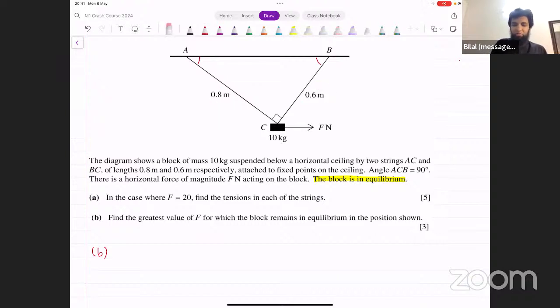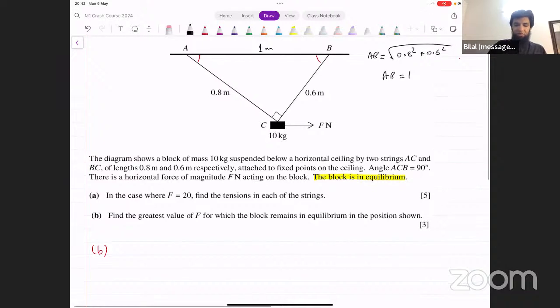If these are 0.8 and 0.6, can you find the third length? 0.8 squared plus 0.6 squared, square root of that, that will be the length AB, because it's a right angle triangle. AB is the hypotenuse of that. What does AB turn out to be? AB equals 1. So this length is 1 meter.